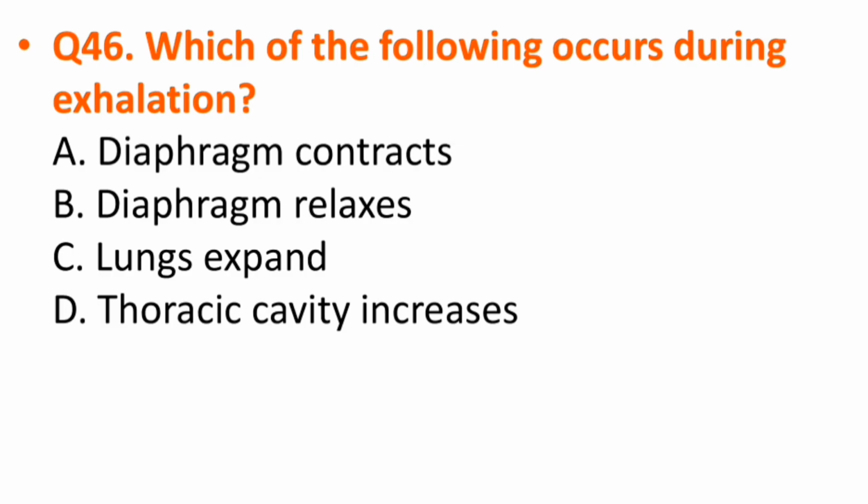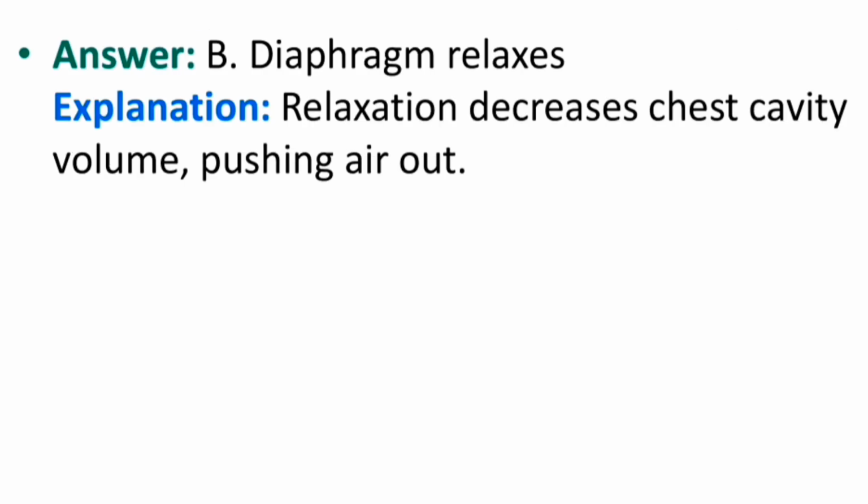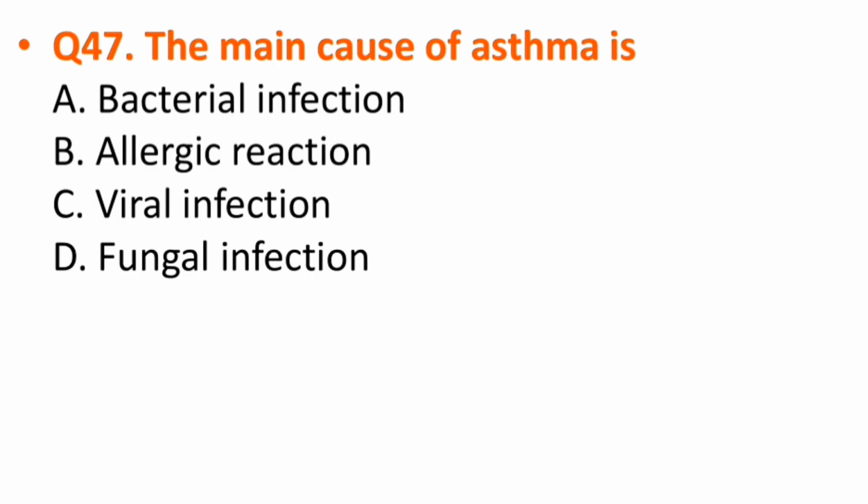Which of the following occurs during exhalation? Option A diaphragm contracts, option B diaphragm relaxes, option C lungs expand, option D thoracic cavity increases. The correct answer is option B diaphragm relaxes. Relaxation decreases chest cavity volume, pushing air out.